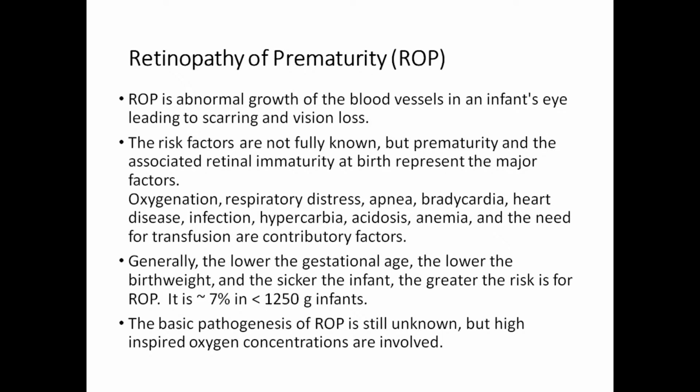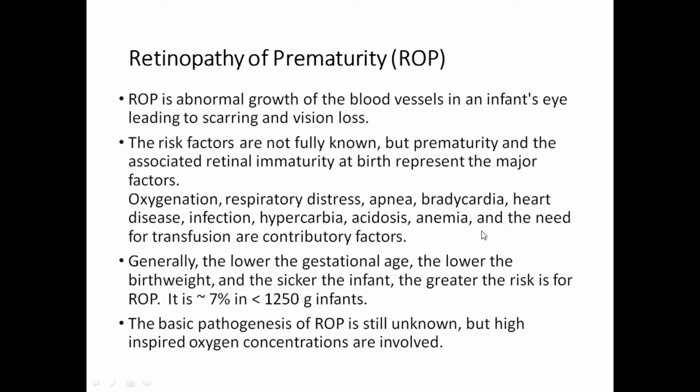One more dangerous condition is retinopathy of prematurity, ROP. ROP is abnormal growth of the blood vessels in the infant's eye, leading to scarring and vision loss. The risk factors are not fully known, but prematurity and the associated retinal immaturity at birth are the major factors. Oxygenation, respiratory distress, apnea, bradycardia, heart disease, infection, hypercarbia, acidosis, anemia, and the need for transfusion are contributory factors. It's better to fix all contributory factors.